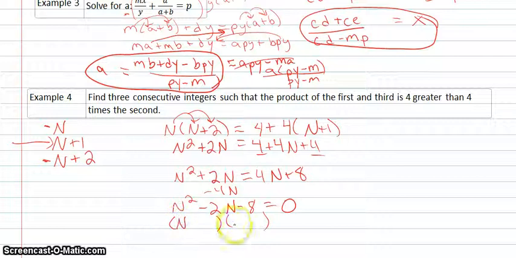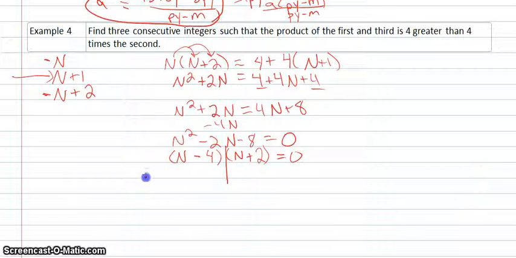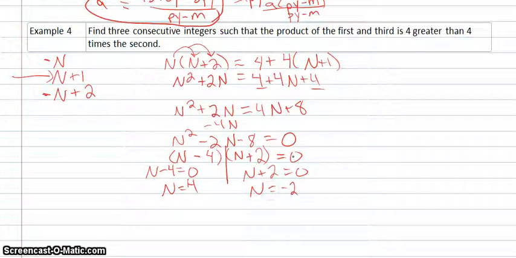So I'll have an n and an n to get n squared, and then factors of 8 that have a difference of 2, so that'd be 4 and 2, and since this middle is negative, my bigger number needs to be negative. And then I'll set each of them equal to 0 and solve. So n minus 4 equals 0, so n equals a positive 4. And then n plus 2 equals 0, so n equals a negative 2. So I'll have 2 possibilities.